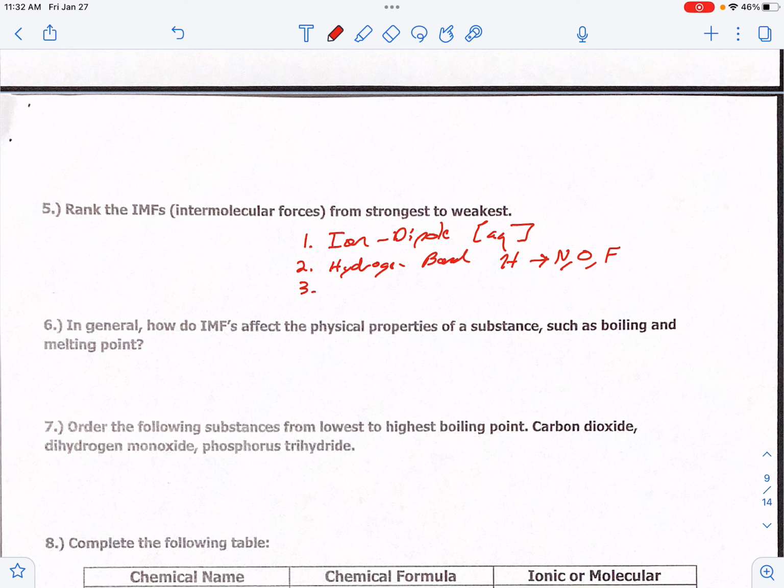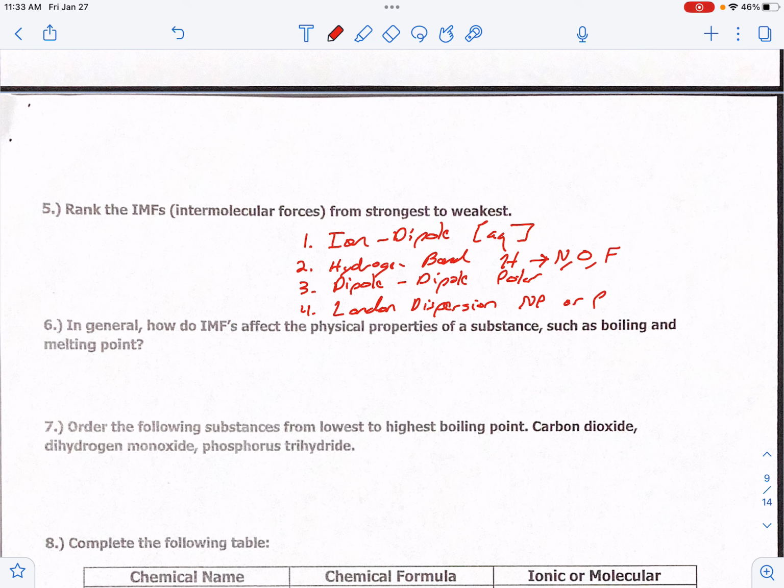All right, getting a little bit weaker now. Then you have your dipole, dipole, and that is for polar, just polar molecules. And then your weakest one would be your London dispersion force, or you can just label it LDF. Okay, that is for non-polar or polar.